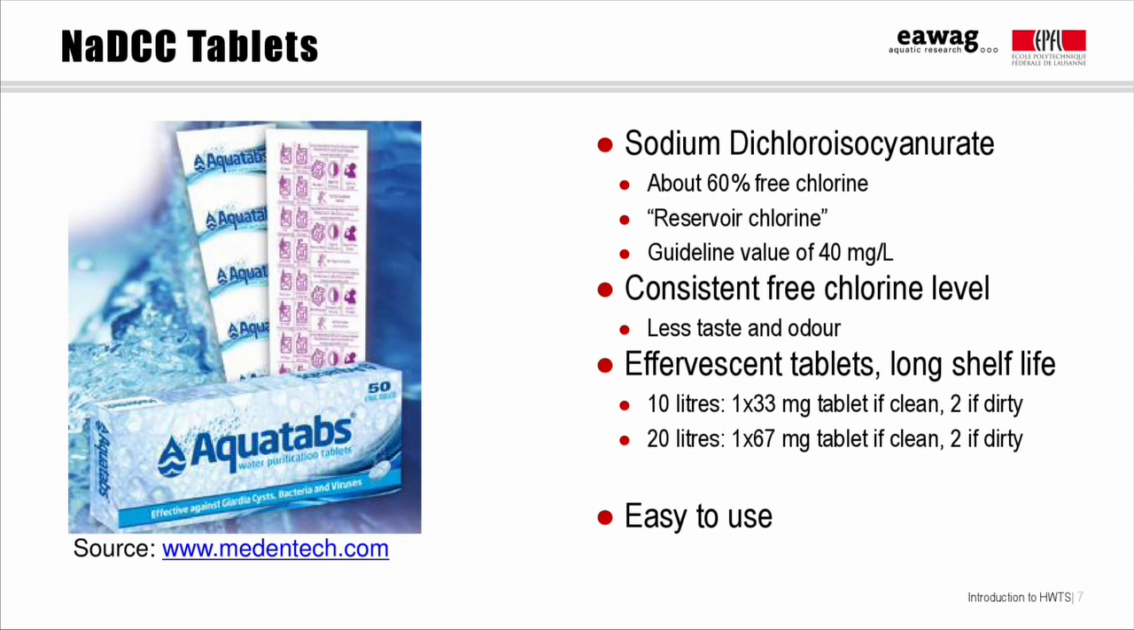NaDCC is produced in the form of effervescent tablets, or fizzy tablets, which are individually wrapped and have a long shelf life. They come in a wide range of concentrations. The most popular are 33 and 67 milligram versions, which are good for 10 or 20 liters of water, respectively. Aquatabs, shown here, is one of the leading brands globally, but there are others as well. NaDCC tablets are easy to use and have proven particularly popular in emergency settings, but now are increasingly used routinely at the household level.